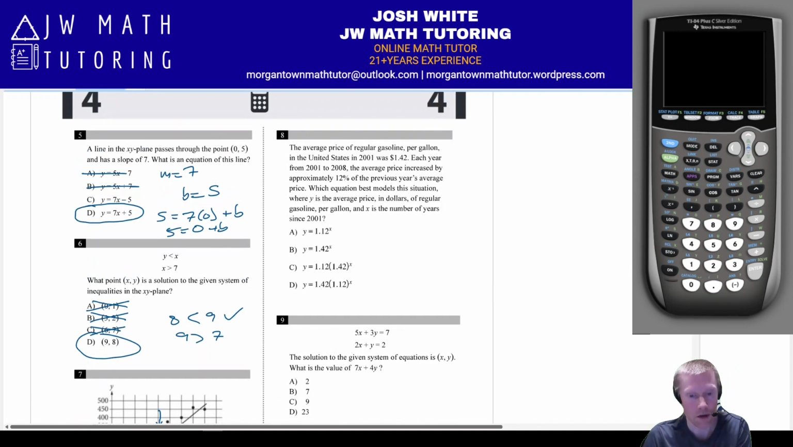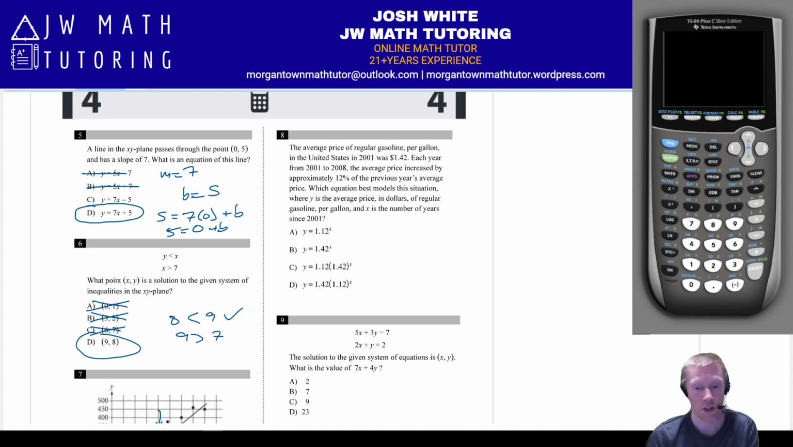Moving now back to the top of the page, problem number 8. This one is basically dealing with an exponential function. And the way you know that is because it's talking about something increasing by a percentage. Whenever you see a problem which talks about something increasing or decreasing, either by a percentage or like twice or half, in other words, it's not adding a set value or subtracting a set value, that's going to be an exponential function, right?